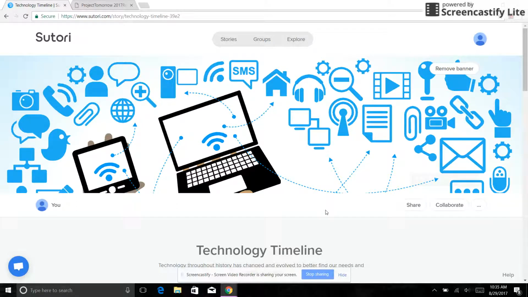Hi. In my class, we decided to do technology timelines, and this one is mine. I'm going to go through it and just talk about why I chose some of the things I did and if I could relate it to some teaching methods.